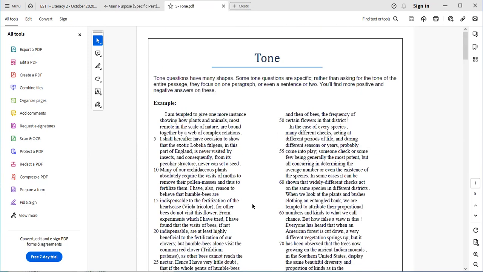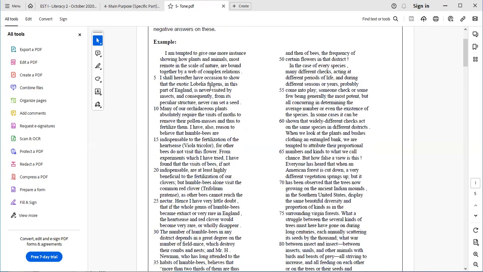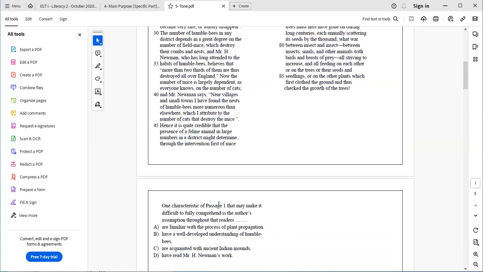Okay. As you can find here, I said tone questions have many shapes. Some tone questions are specific, rather than asking for the tone of the entire passage. Like, it's going to ask what you think about the tone of the passage, whether the author is with or against, or neither. Sometimes they focus on one paragraph. Other times they focus on a sentence or two. So, as we said, we have different shapes for this question. Let's talk about the first shape. Look, I brought the whole passage. And here is the question.